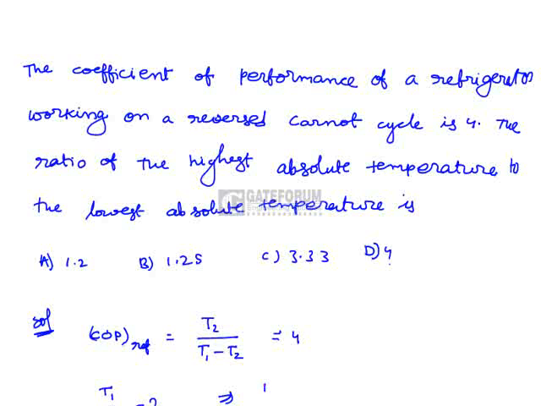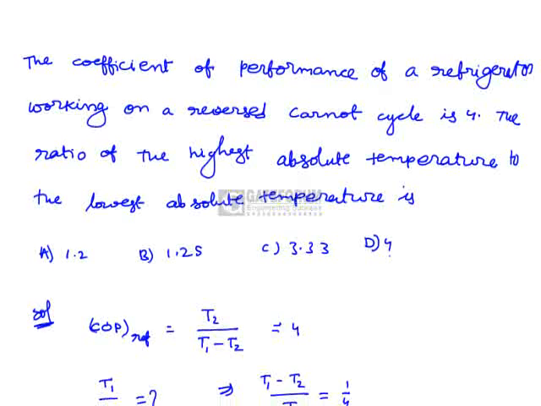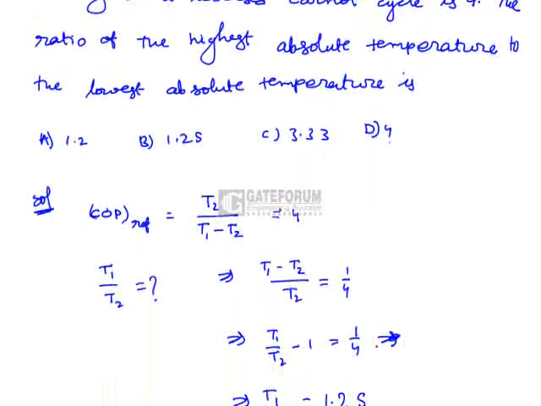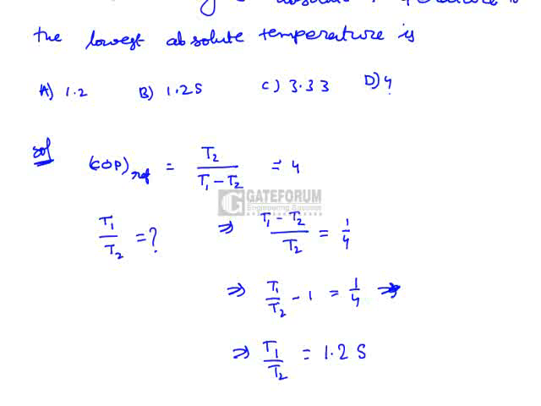So just take inverse of this equation, that is T1 minus T2 by T2 is equal to 1 by 4, which gives here T1 by T2 minus 1 is equal to 1 by 4, and T1 by T2 is equal to 1.25. So in the option, the right option is B. B is the right answer.